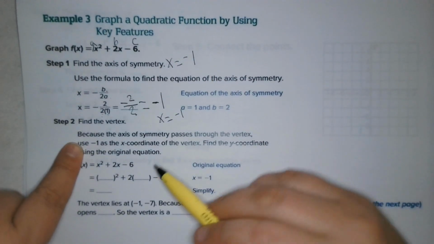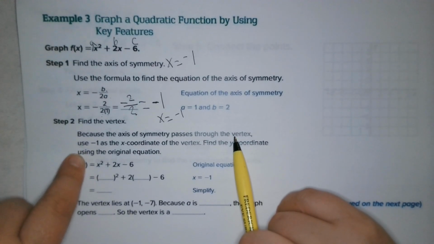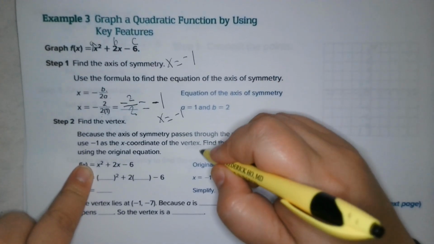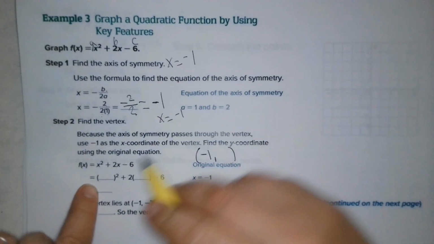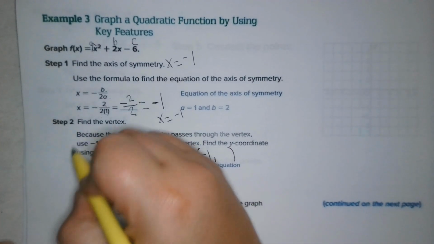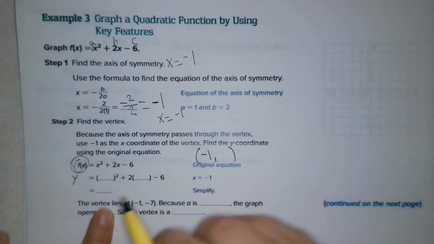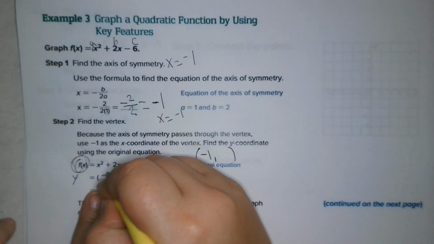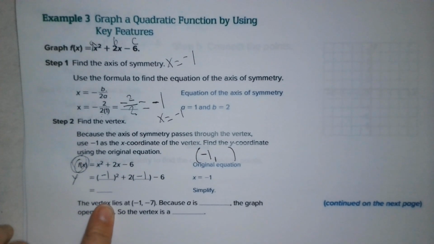Okay. Now, because the axis of symmetry passes through the vertex, I know that the x of my vertex is negative 1, and I have to find y. I've got some x's here, so I can plug in negative 1 for x, because remember, this is just a replacement for y. I'm going to plug in negative 1 for x in both places, and I'm going to solve.